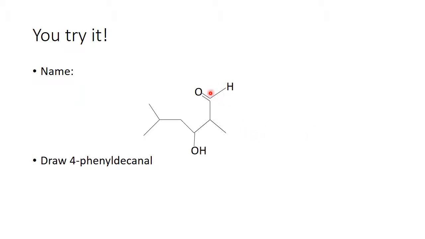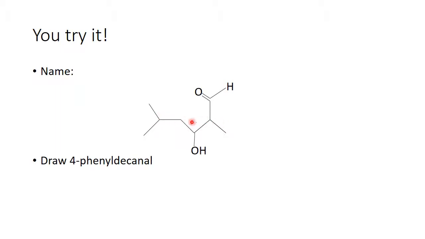Okay, so if I look at this aldehyde, I see that it's 1, 2, 3, 4, 5, 6. So this is going to be a hexanal. There are substituents on the 2, 3, and 5 carbons.